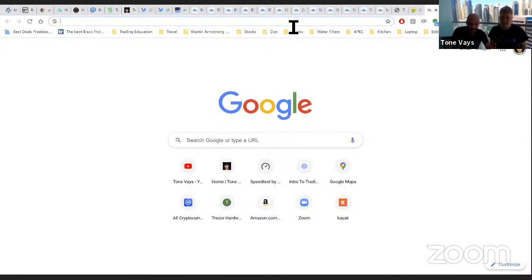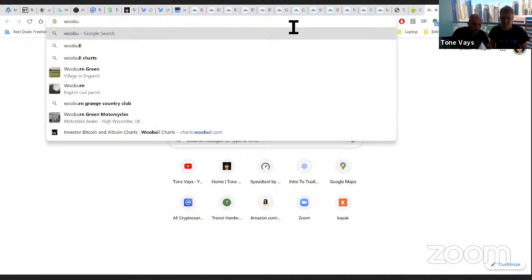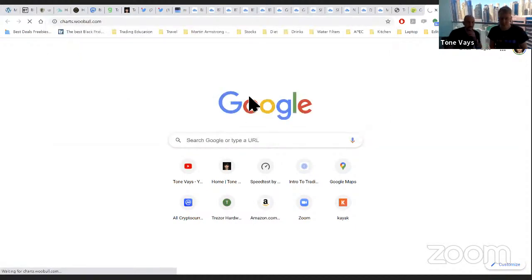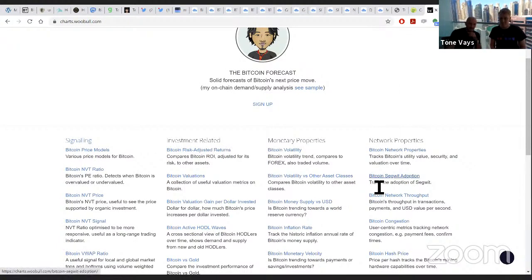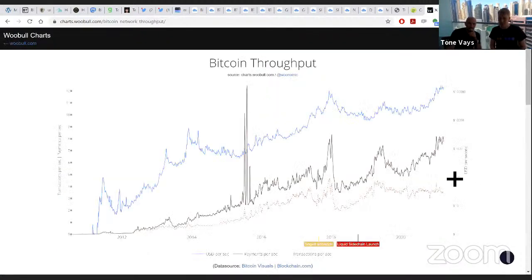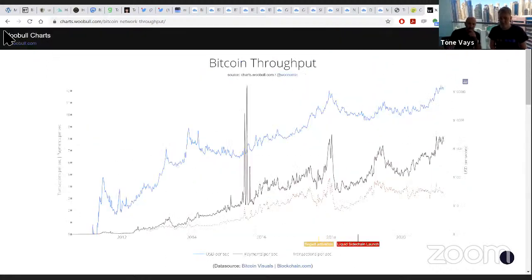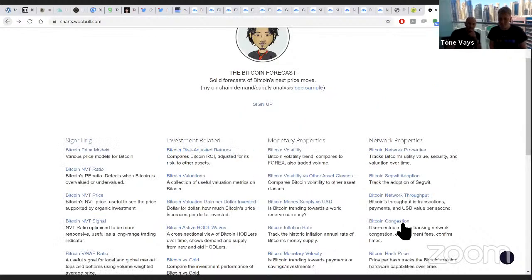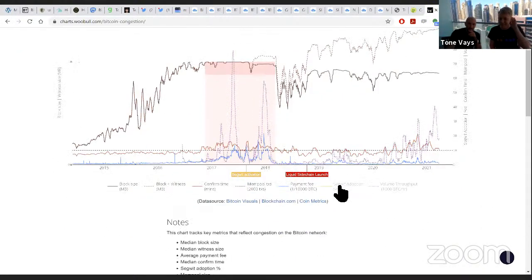So what the fee? It's charts.wooble. Perfect. Excellent. So I actually asked Willie for one of these charts. He's got a couple of charts estimating, Bitcoin SegWit adoption, Bitcoin network properties, and Bitcoin network throughput. Not the one I was looking for, though we could talk about that chart. Bitcoin congestion, maybe that's the one I'm thinking. Yeah, that's the one. And I can add SegWit adoption to that.